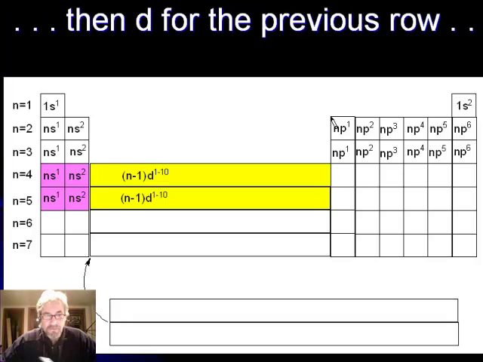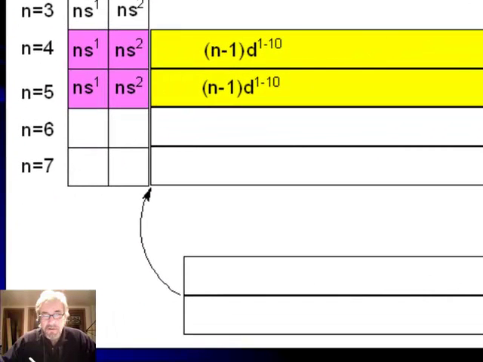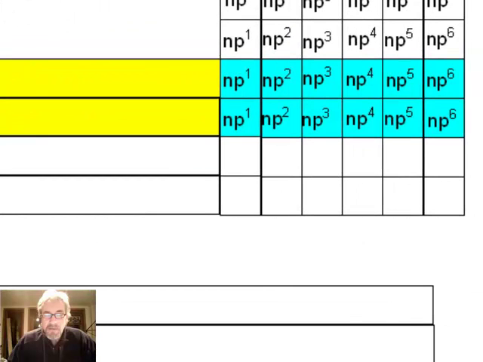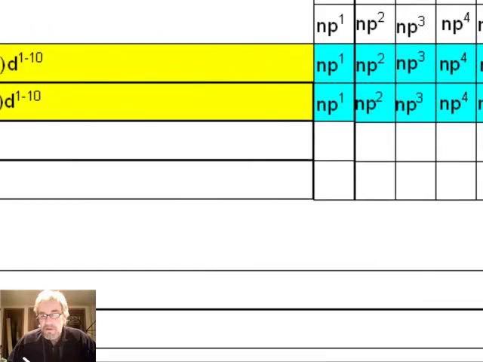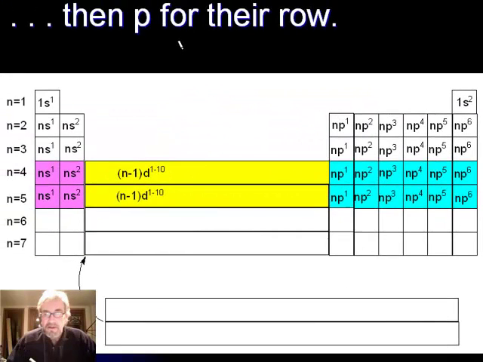Then the next 10 fill, guess what? The d's, because there are 10 electrons in a d subshell. Now this isn't the same as the row number because of that overlap thing. So it's 4s and then 3d, and then it goes back up to 4p. And in the fifth row it's 5s, then 4d, then 5p.